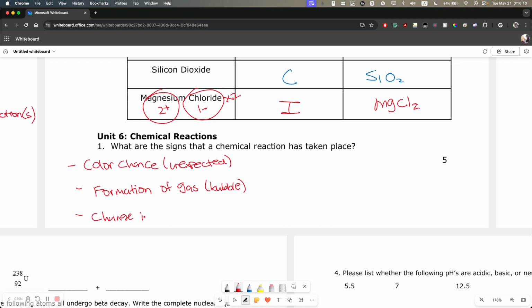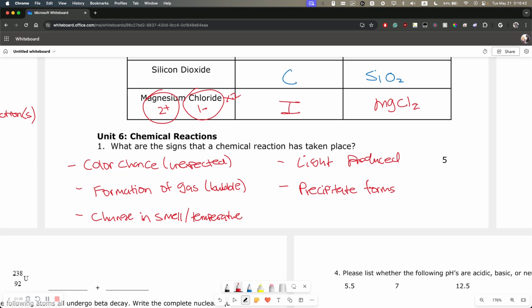or temperature. Another big one is if light is produced. Of course, a physical change will not produce light. Certain chemical reactions will, of course. And last but not least, the most important probably, a precipitate forms.